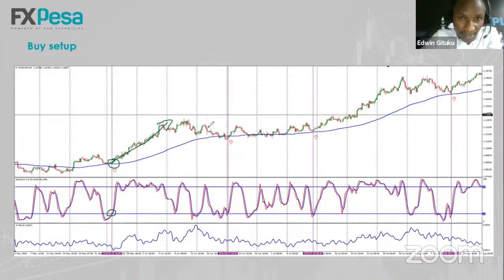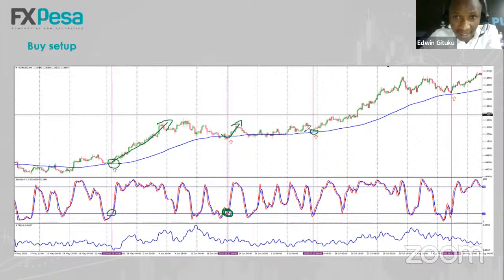Again here, price makes a pullback. Then once it begins to reverse upwards, you're confirming whether indeed that is a viable setup based on the action on stochastic. So stochastic should be indicating to you a scenario where price was in an oversold zone, and the reversal of the two lines would then indicate a possibility of price continuing with the prevailing trend.